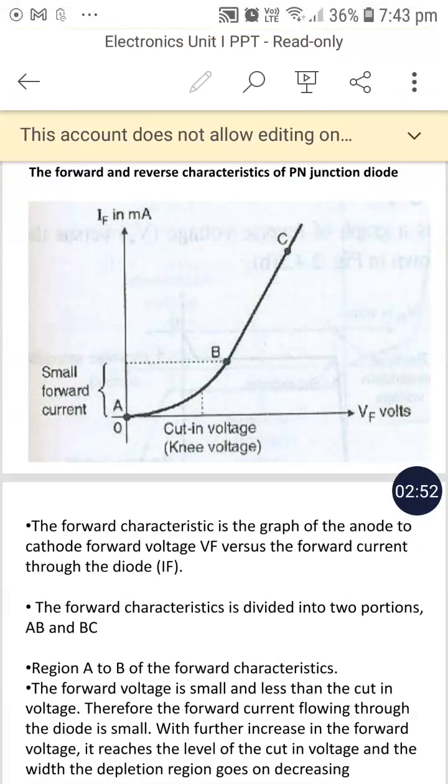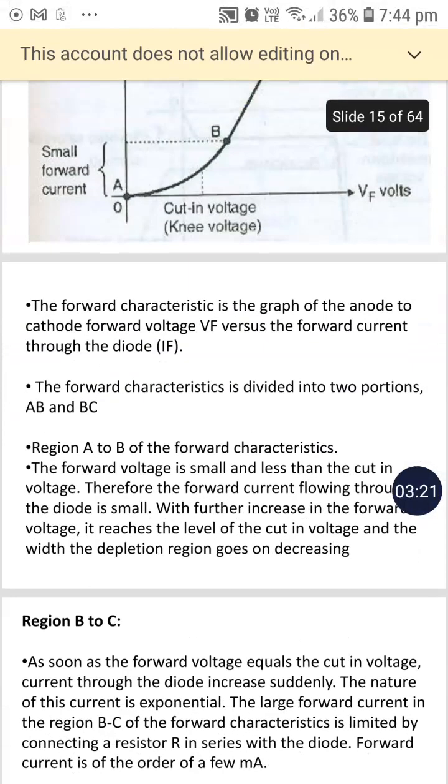A careful study of the forward characteristics indicates that there is no diode current till the point A. This is because the external voltage is being opposed by the junction voltage, whose value is 0.7 volt for silicon and 0.3 volt for germanium. However, as the voltage is increased above point A, the diode current increases rapidly.